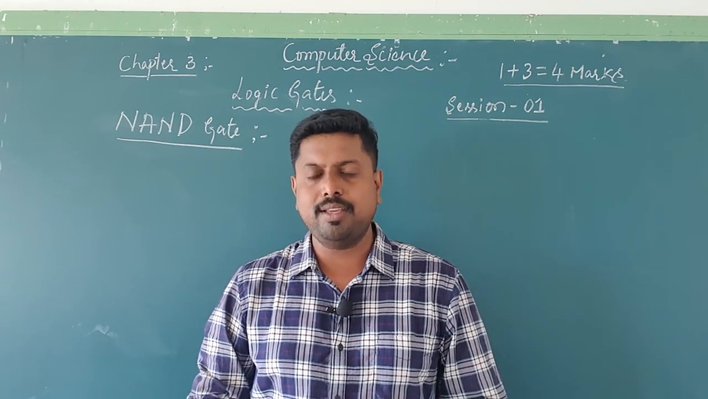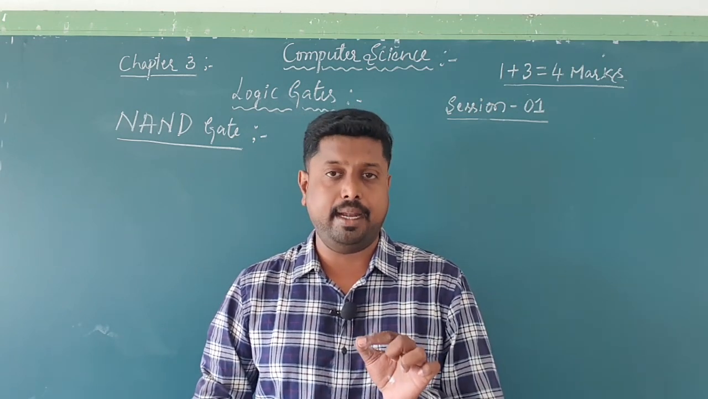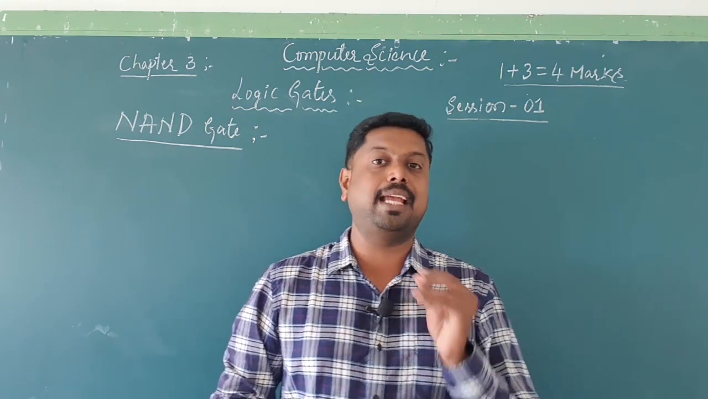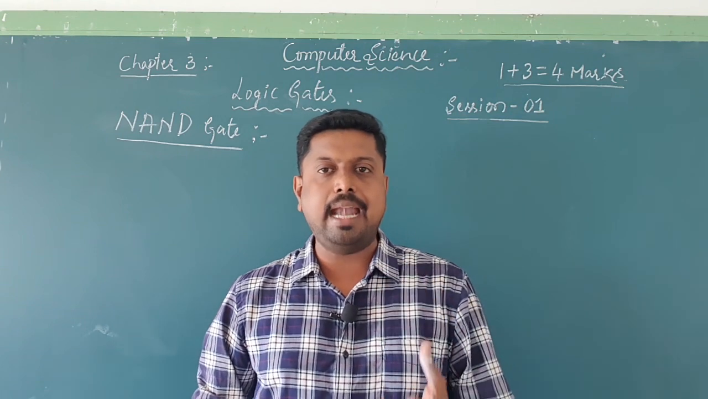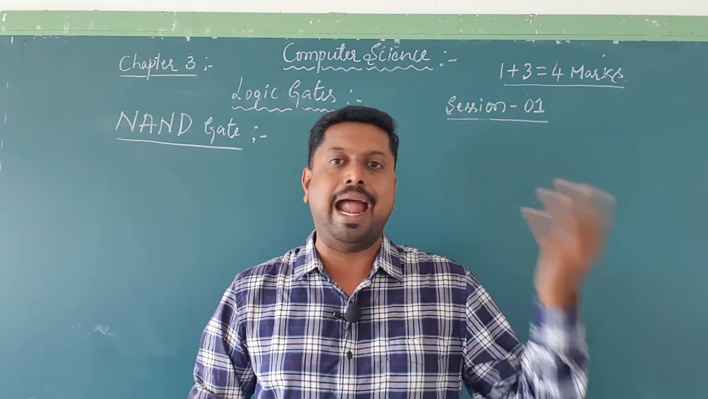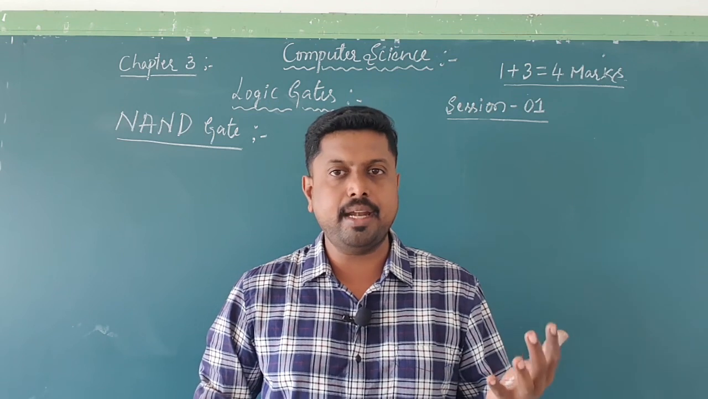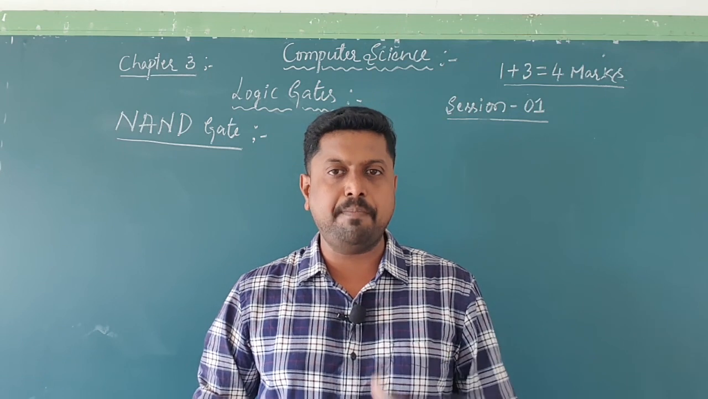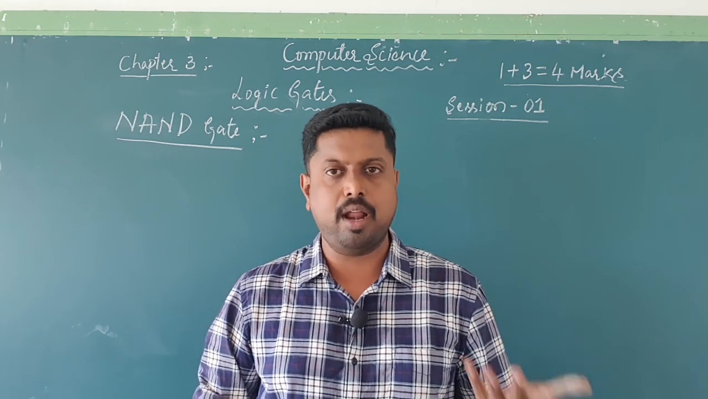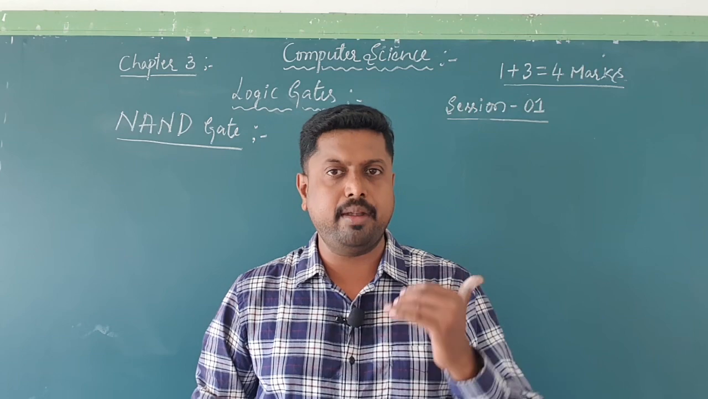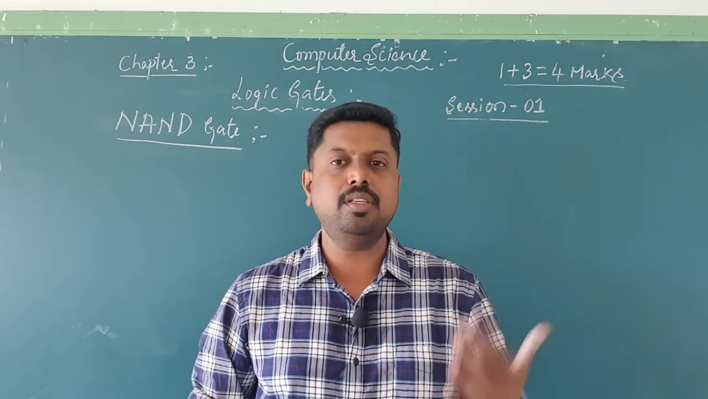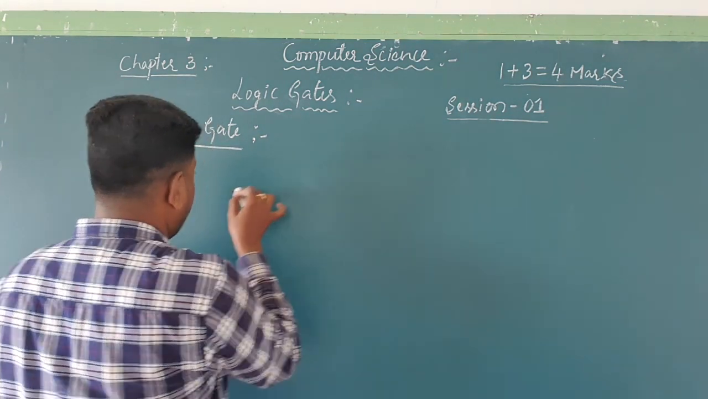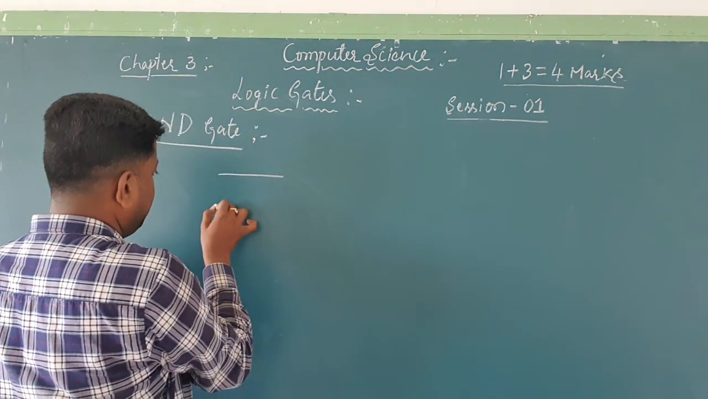Then what is the symbolic representation for the NAND gate? Before going to the symbolic representation, I will describe this gate like this also. The NAND gate is an inverse gate of the AND gate. The NAND gate is a complemented gate of the AND gate. So this is what we call NAND, and this will be the symbolic representation of the NAND gate. See, two inputs.